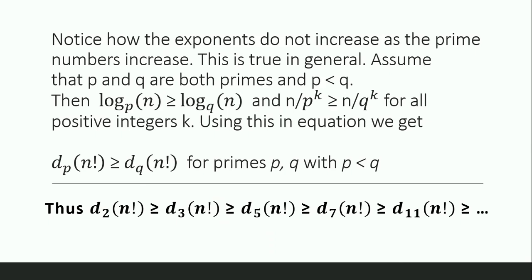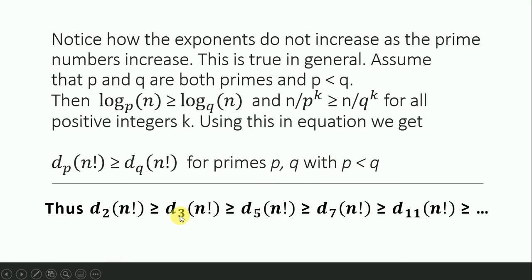This is true in general. Assume that p and q are both primes and p is less than q. Then that would mean that the log of n to the base p is greater than or equal to the log of n to the base q, and n over p raised to the power of k is greater than or equal to n over q raised to the power of k for all positive integers. If we use this equation, we would get this one here: d sub p of n factorial is greater than or equal to d sub q of n factorial for primes p and q, with p less than q.